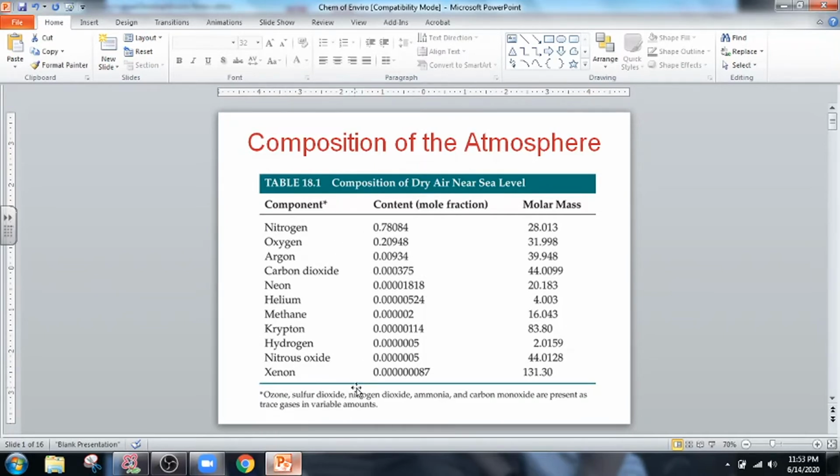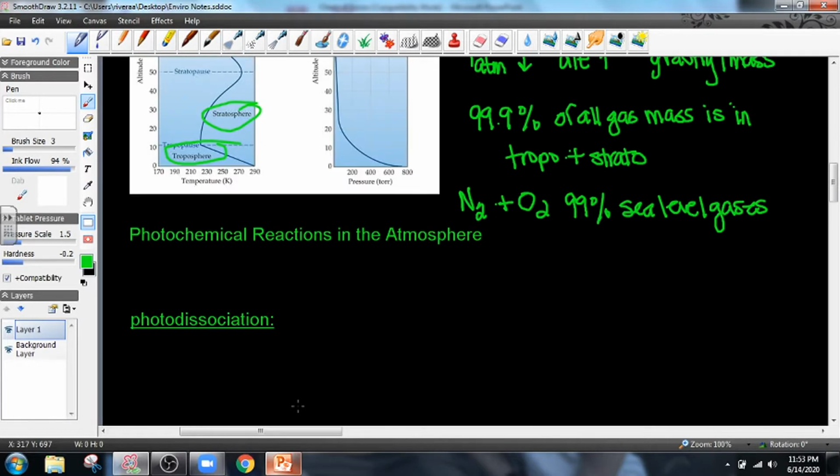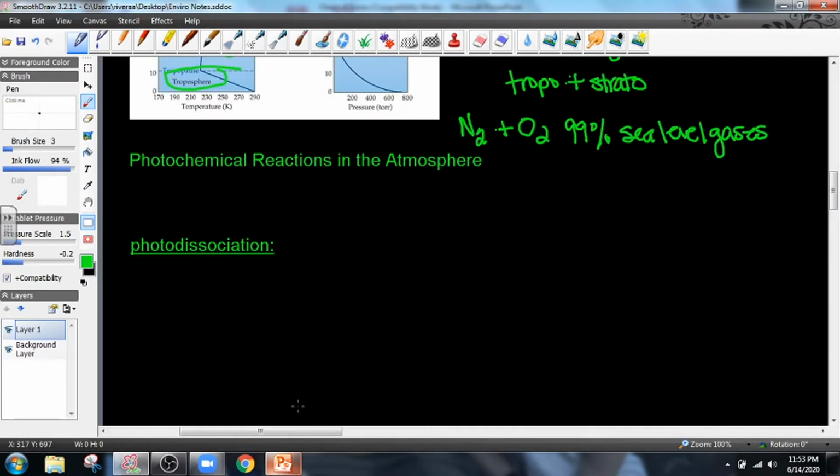And you're like, well, why do I care? We care because of the reactions that are going to take place with these different compounds. All right. So let's talk about the reactions that produce things other than nitrogen and oxygen and the noble gases. So what we need to talk about next are photochemical reactions in the atmosphere. By a photochemical reaction, of course, I'm talking about a reaction that involves the absorption of a photon. And these photochemical reactions help to protect us from further radiation.